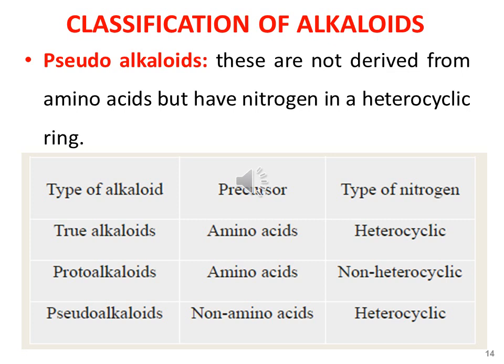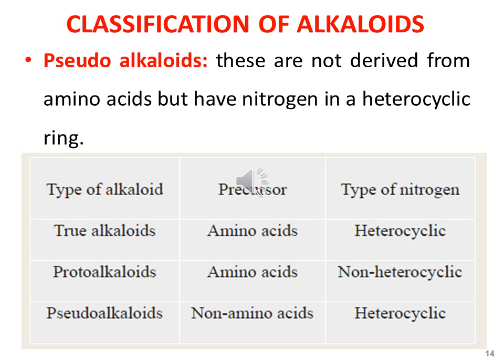So the summary is that according to the Hegnauer classification, alkaloids are of three types: true alkaloids, proto-alkaloids, and pseudo-alkaloids. True alkaloids are derived from amino acids and contain heterocyclic nitrogen, and they are basic in nature. The examples of the true alkaloids are quinine, atropine, and morphine. Whereas the proto-alkaloids contain nitrogen but not in a ring system, so their heterocyclic ring does not comprise nitrogen. They are also derived from amino acids, sometimes considered as biological amines. So the proto-alkaloids are also called biological amines. The examples are colchicine and ephedrine. These are also basic in nature.